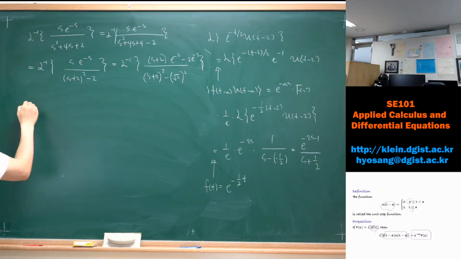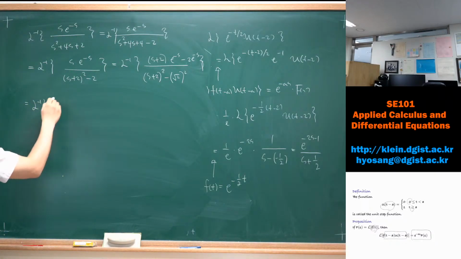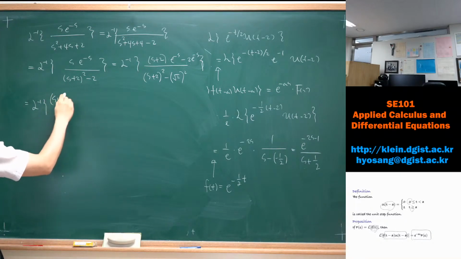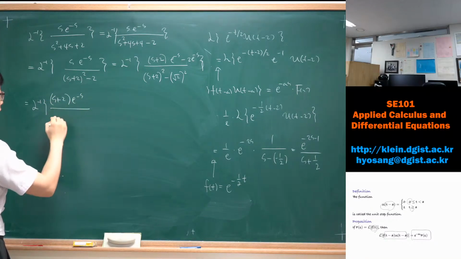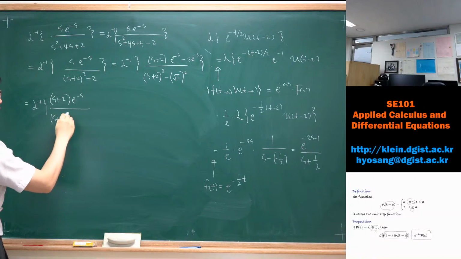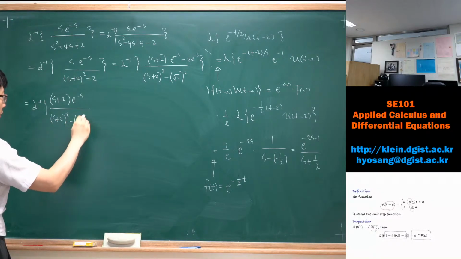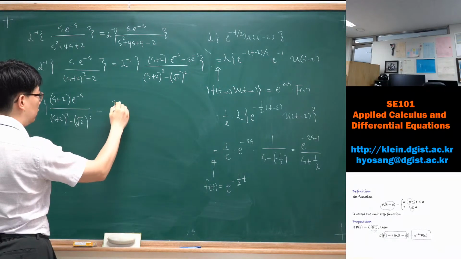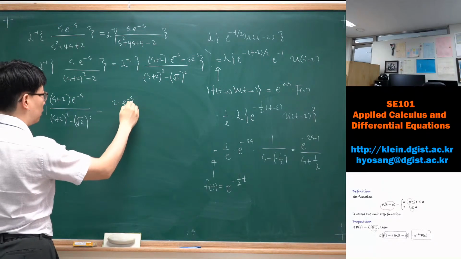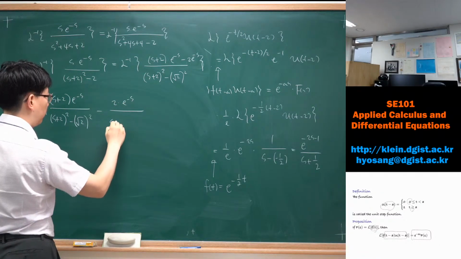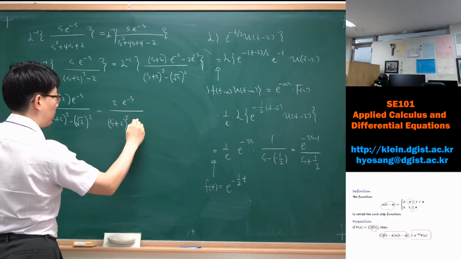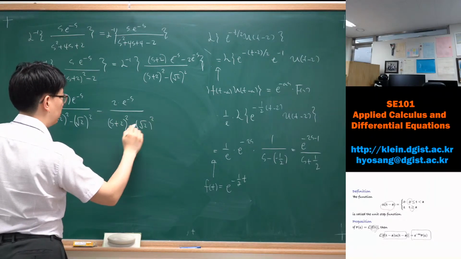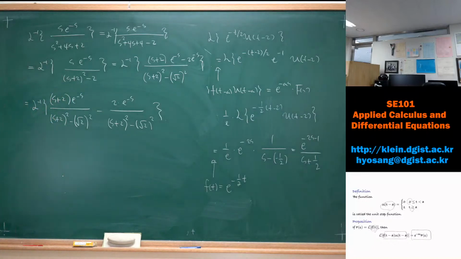So what happens? We have the inverse Laplace transform of (s plus 2) e to the negative s over (s plus 2 squared minus square root of 2 squared), minus 2 times e to the negative s over (s plus 2 squared minus square root of 2 squared). Right?